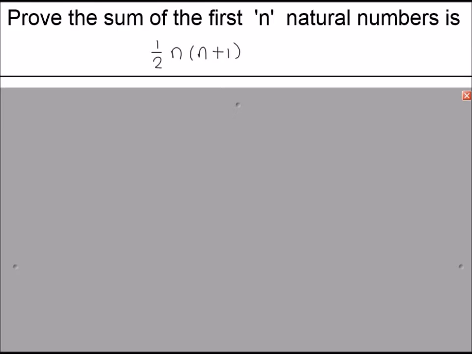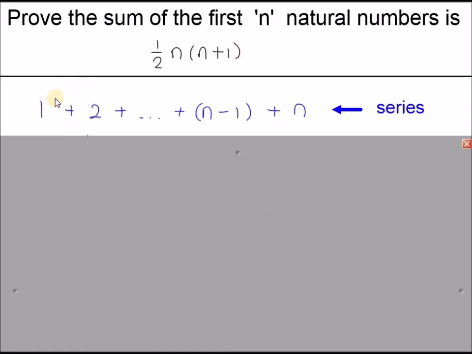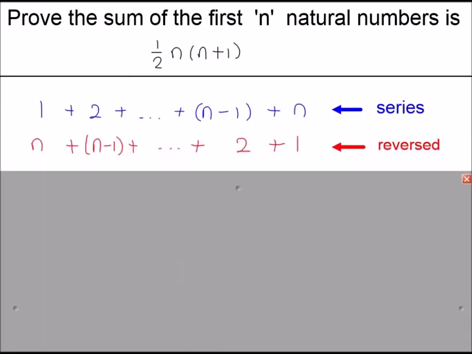Prove the sum of the first n natural numbers is given by this formula. So here's my series: first value, second, third, fourth, and so on until you get to the last one, which is n. Now I'm going to reverse the order of this series, like so, and then I'm going to add these two together, these terms, these terms, these terms, and so on.